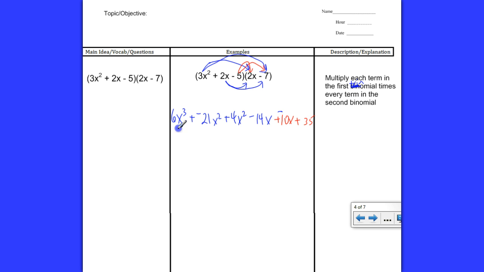Now let's look for our like terms. We have 6x cubed plus these two are like terms, so we need to combine those. Negative 21 plus 4 is negative 17x squared. And then these two are like terms. You've got negative 14 plus negative 10, so that would be negative 24x. And then you got plus 35 at the end. I believe it's in standard form, exponents are 3, 2, 1, and degree 0 there. So this is a 3rd degree.